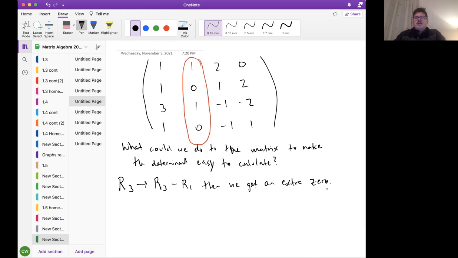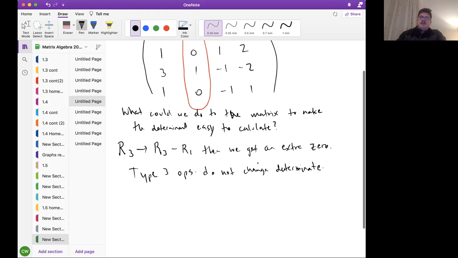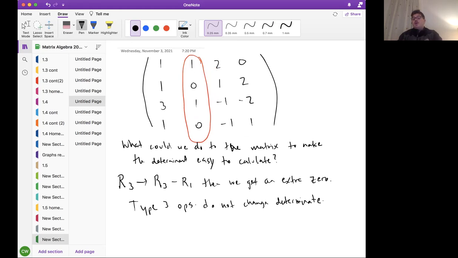Question, type 3 operations, how do they change the determinant? They do not change the determinant. Do all the row ops do that? Only type 3. Right, so I think it's safest to only work with type 3s when you want to do this nice trick. You can use other ones, but you have to be careful.